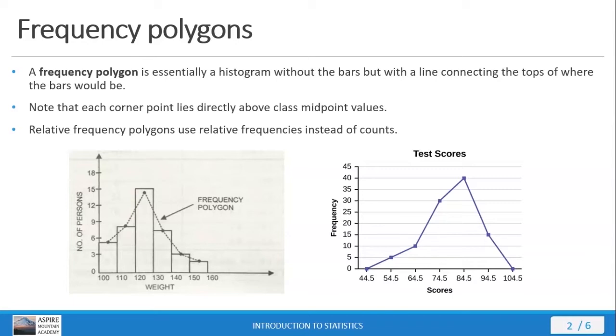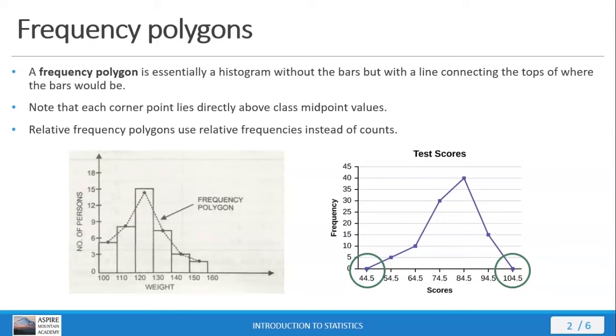Now, there's one more item to keep in mind. Notice here we have a beginning and an end point at zero frequency. This is a conventional practice when making frequency polygons. So keep this in mind when you make your frequency polygons for your MyMathLab assignments. The quote-unquote correct frequency polygon will likely follow this convention.